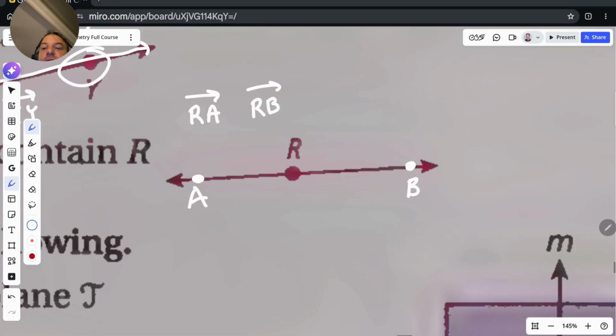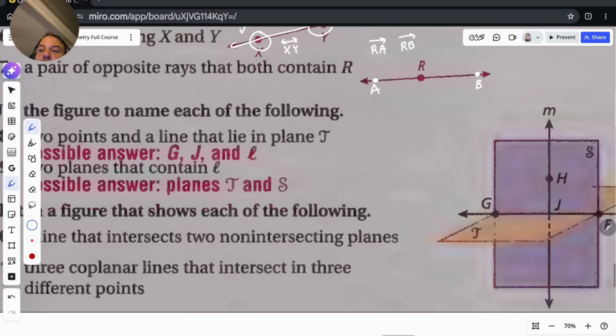These are just some examples that we could use A and B. Of course, you can use any letters that you like. Let's just make sure order matters here in our rays. We do want to start with our endpoint R, always. Start with the endpoint for rays. R must be the first letter in each ray name because R is the common endpoint. All right, let's continue on.